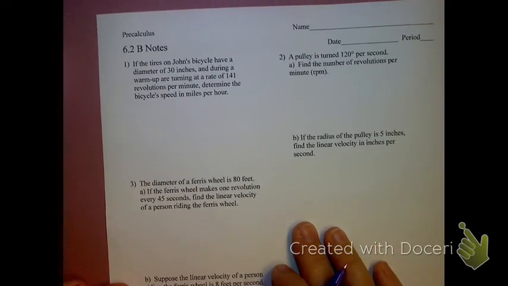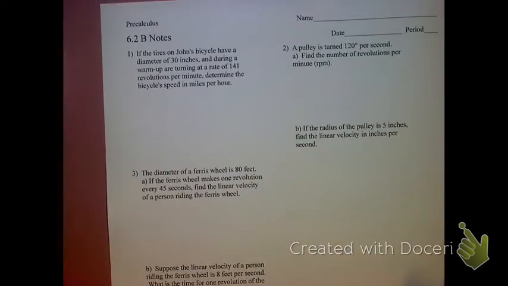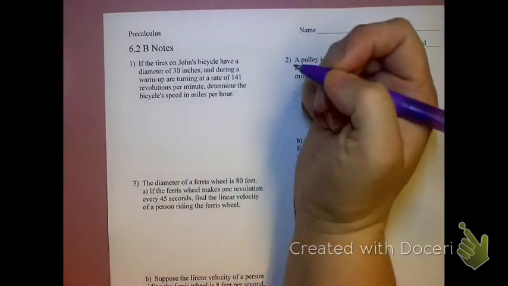Okay, 6.2b. I have some different notes here. Hopefully this will help things go through a little cleaner. A couple things we need to know before we get started.